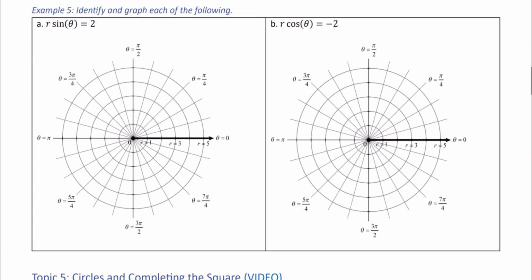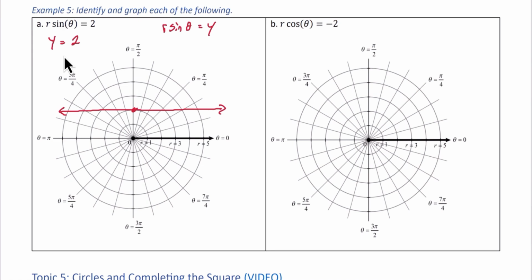Looking at this first example, we have r sine theta equals 2. Remember that r sine theta is really y. So in this case, we have y equals 2. That's just a horizontal line through the y-intercept of 2. Notice there's no x, it's just y equals 2.